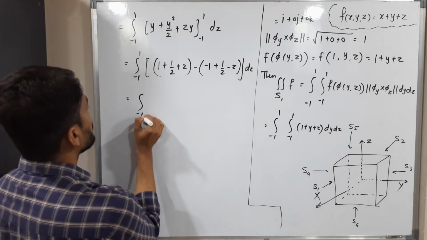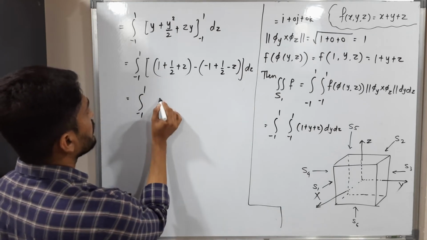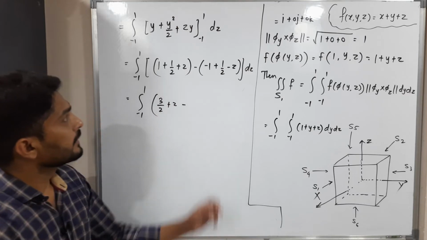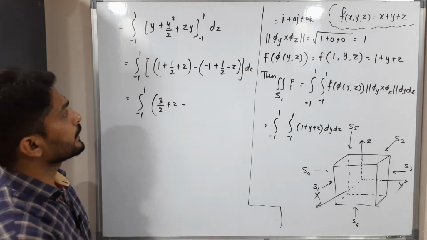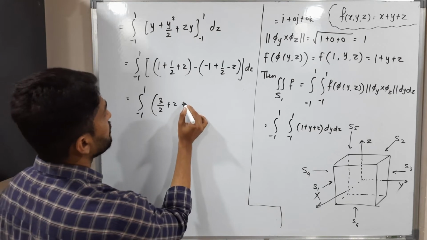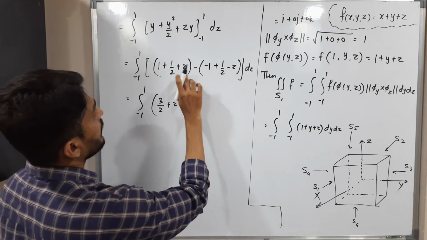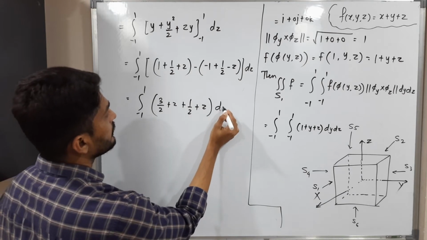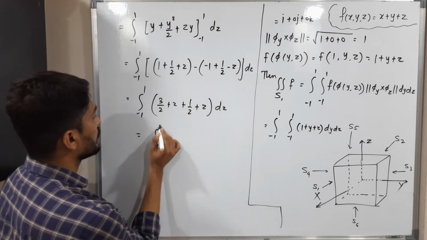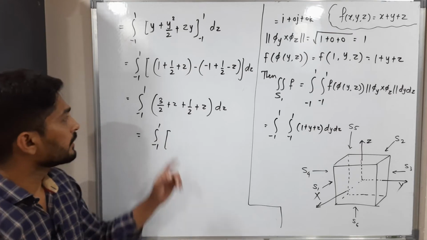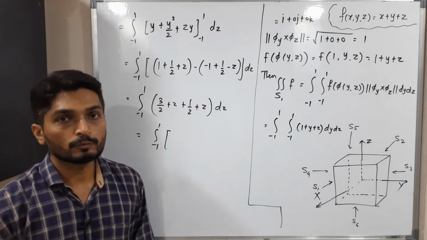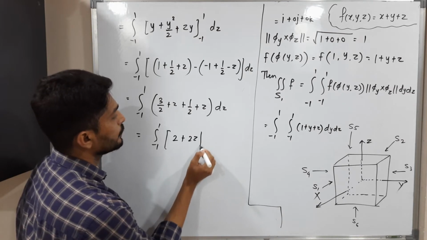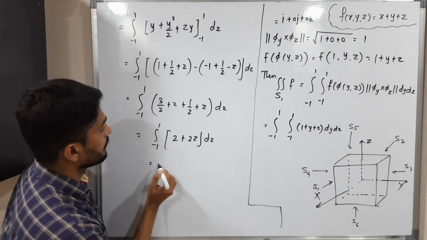This is equal to the integration from -1 to 1. If you add 3 by 2 plus z, minus -1 by 2, and minus minus plus 1 by 2, and z, minus minus plus z, dz. So if you add 3 by 2 plus 1 by 2, that is 4 by 2, which is 2. Z plus z is 2z.